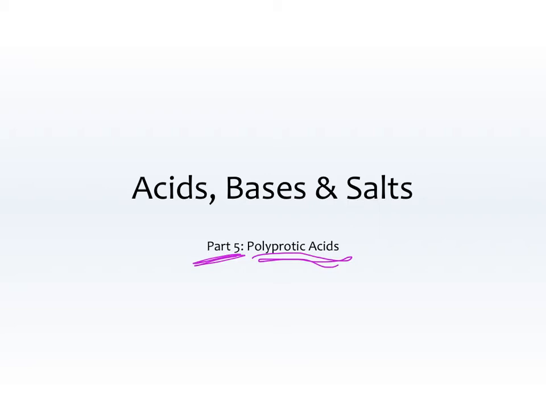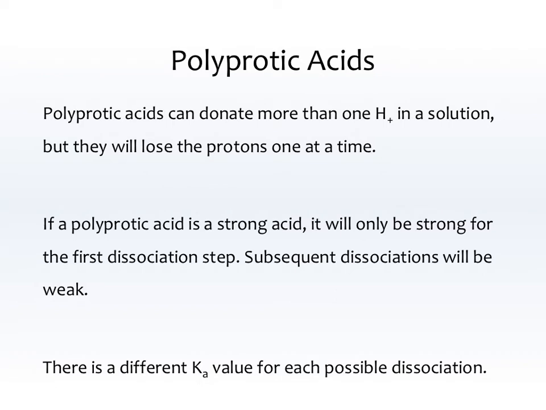Let's get started. So polyprotic acids can donate more than one hydrogen. This should say H+ with a superscript in a solution, but they will lose the protons only one at a time. So if a polyprotic acid is a strong acid, it will be strong for the first dissociation step only. Subsequent dissociations will be weak, and there is a different Ka value for each possible dissociation.